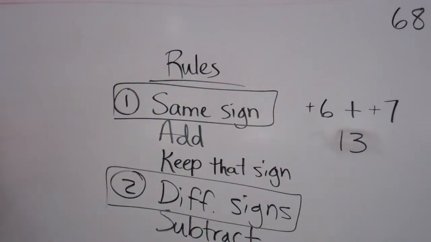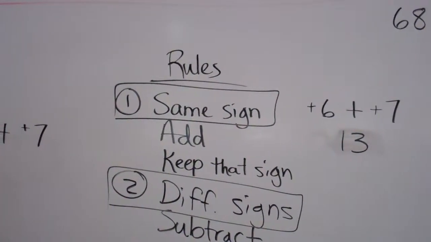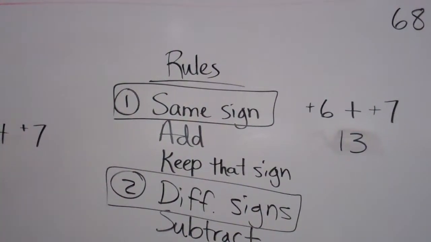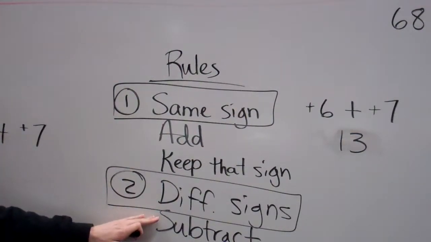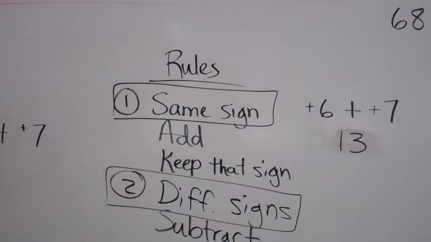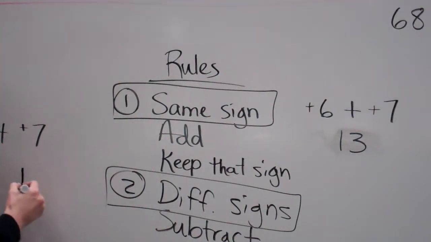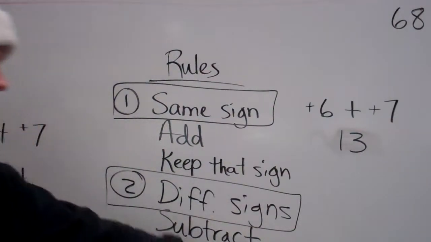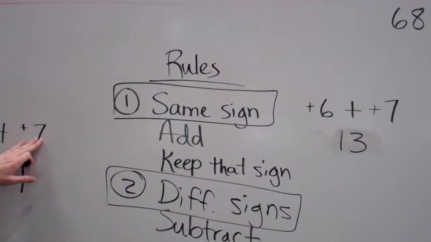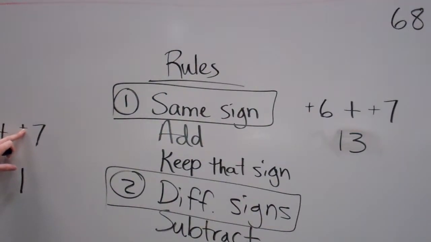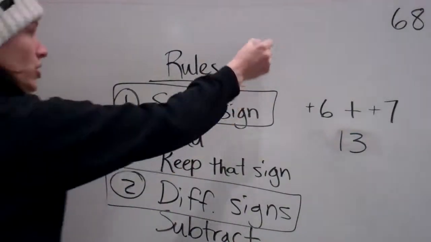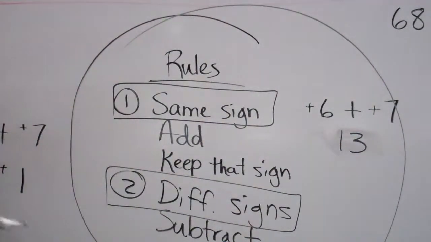Okay, so let's do 6 and 7 again. Let's do -6 plus a +7. I have different signs, right? Okay, so what am I supposed to do if I have different signs? What is 6 from 7? Just 1. We're just subtracting. 1. And then I'm going to take the sign of the biggest number. Which one's my biggest number? 7 is. And what's its sign? Positive. So guess what the answer is? +1.